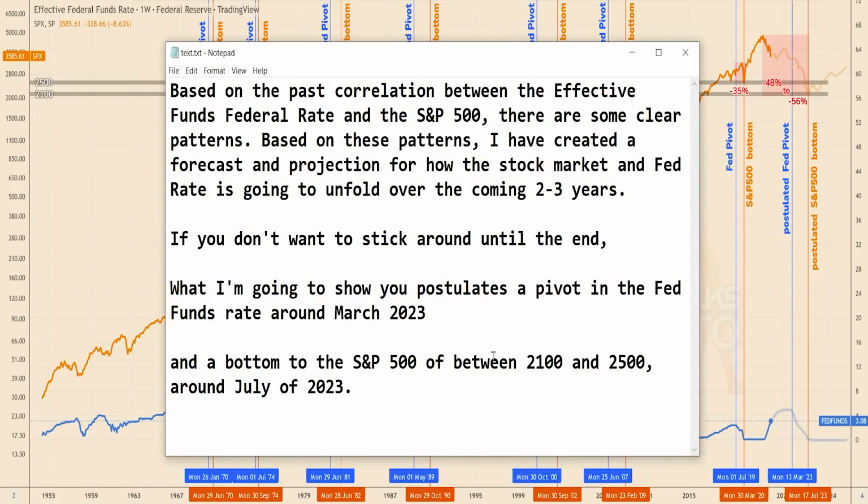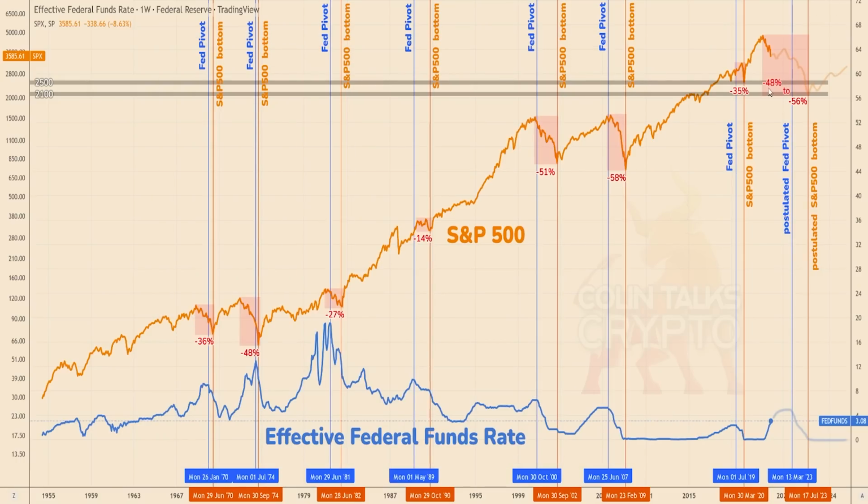So in summary, once again, I postulate a pivot in the Fed funds rate around March of 2023, give or take a month in either direction, and a bottom to the S&P 500 between a score of 2,100 and 2,500, which is these major support lines, around July of 2023.